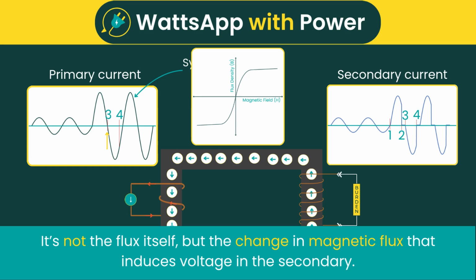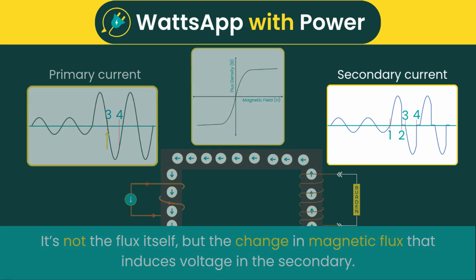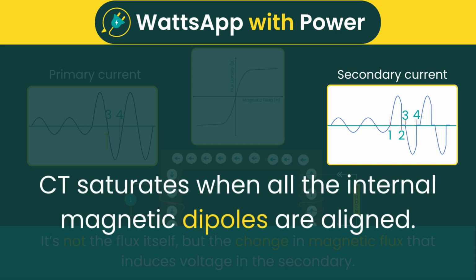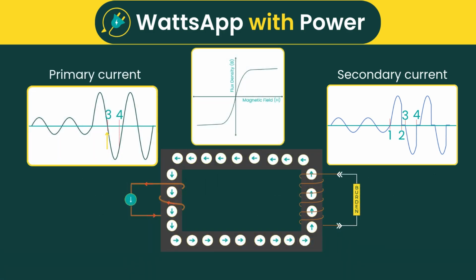So, to summarize, a CT saturates when all the internal magnetic dipoles are aligned. With no more dipoles left to shift direction, there's no change in magnetic flux, and therefore, no induced voltage. As a result, the CT can no longer produce the correct secondary current. That's the basic physics behind CT saturation. Now you understand what's really happening inside the CT when it saturates.